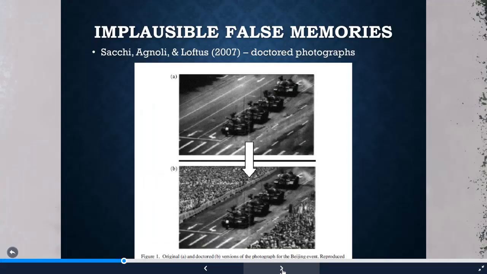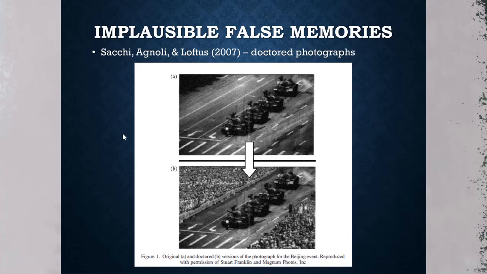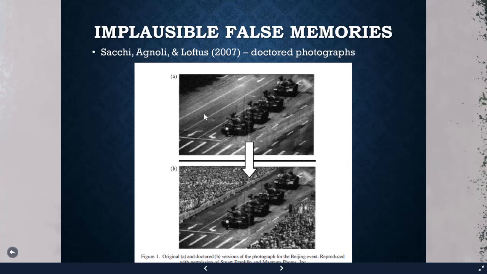Another example of an implausible false memory from Loftus and her colleagues as well is that they took historical photographs. So this is a historical photograph of 1989. Chinese students were protesting for more freedom, and the government sent some tanks to dispel the protesters in Tiananmen Square. And so this first photograph at the top is a world-famous photograph where you have this Chinese student standing in front of a line of tanks.